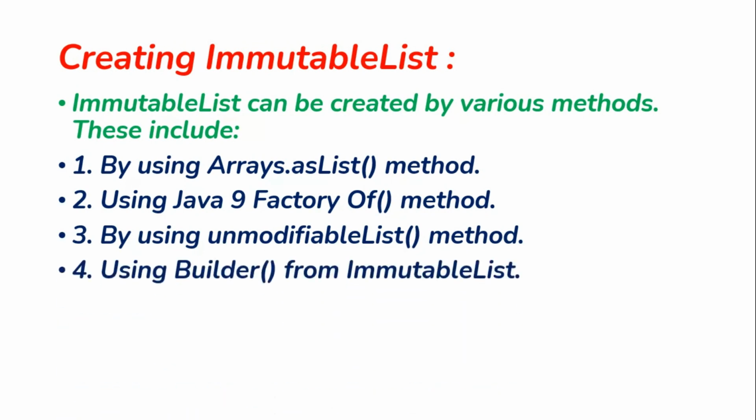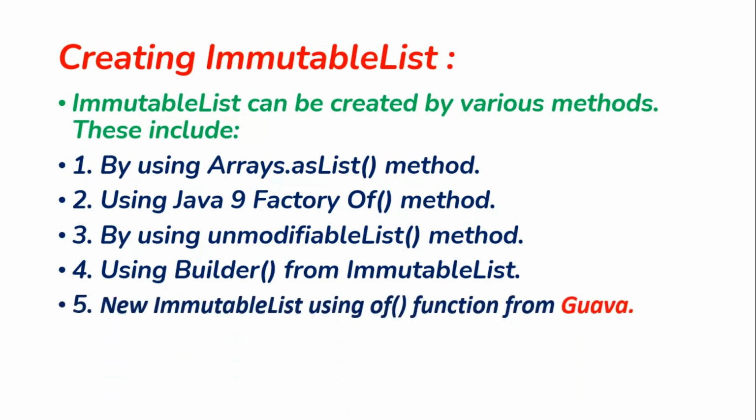Then using the builder from ImmutableList, by the help of the builder we can also create an immutable list. And a new immutable list using the of function from Guava. There is an of method in the ImmutableList class also, so we can create an immutable list with the of function of ImmutableList from the Guava library.